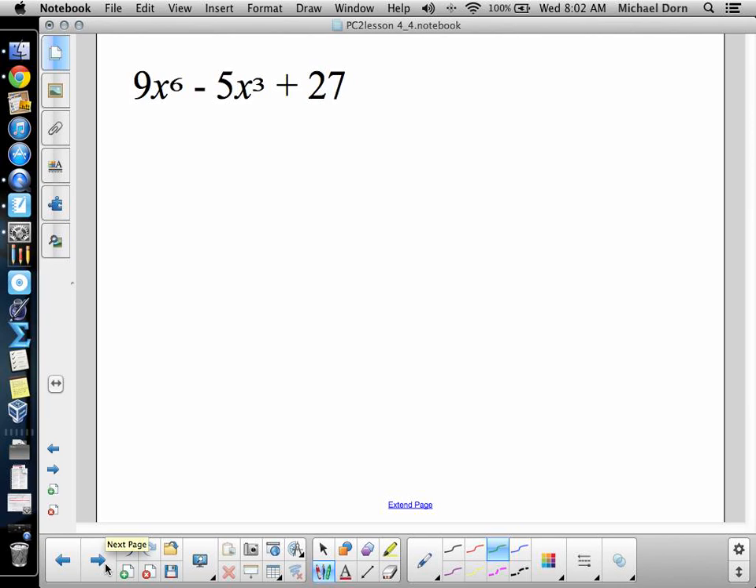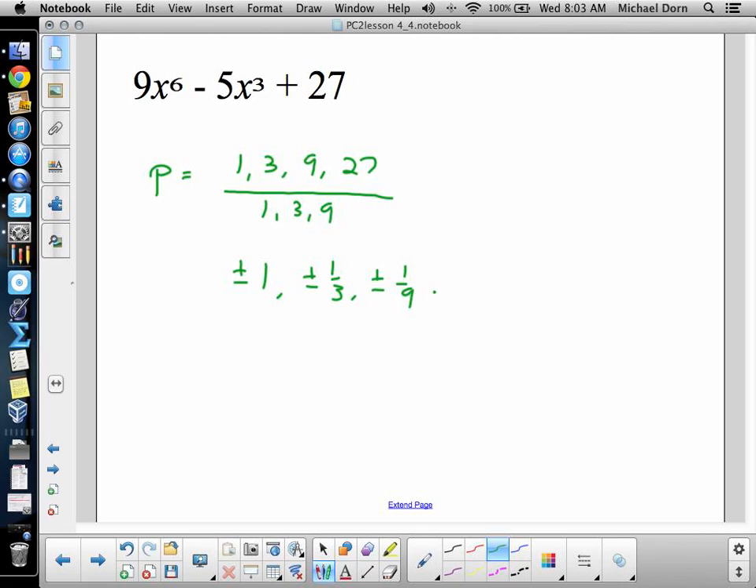So for the numerator, I want the factors of 27, which are 1, 3, 9, and 27, right? Denominator, factors of 9, which are 1, 3, and 9. I'm not putting plus minus here yet because we'll add that in a second. So I get plus or minus 1 over 1 as a possible root, plus or minus 1/3, and plus or minus 1/9. Then the 3, plus or minus 3.